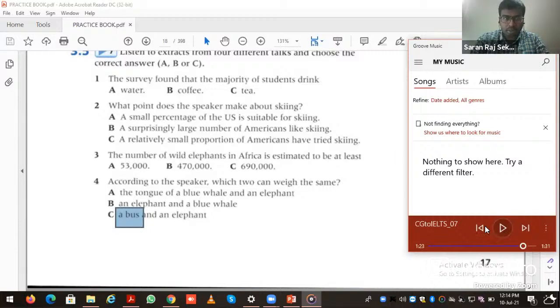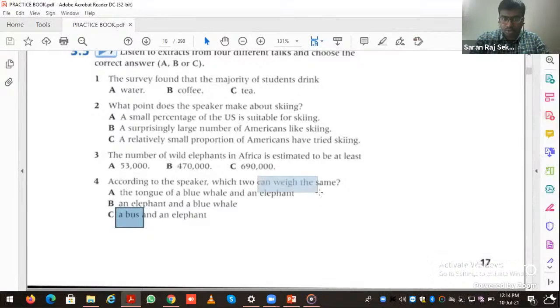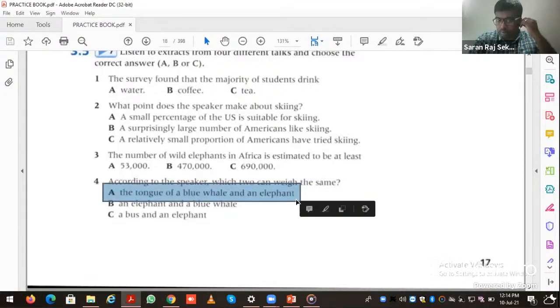So here they said that it is 15 times greater than an elephant, and they have also mentioned the B option, and can grow to about 10 times the size of a standard bus. They also compared it to a bus, but it is 10 times bigger than it. So here the question is, which two can weigh the same, and the answer is option A. So this is how the keywords helped.